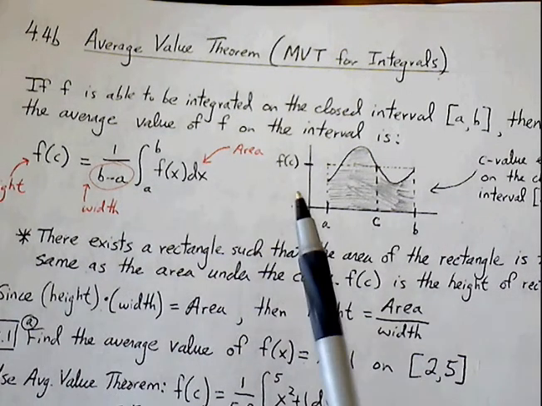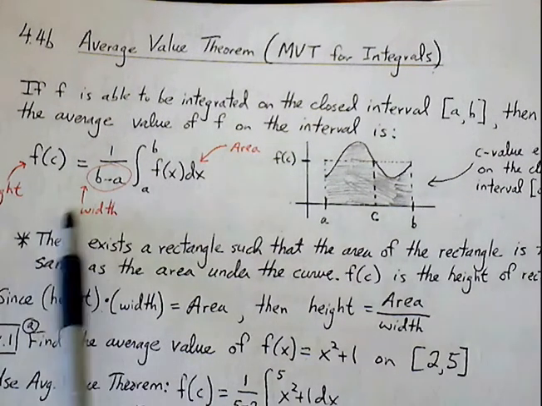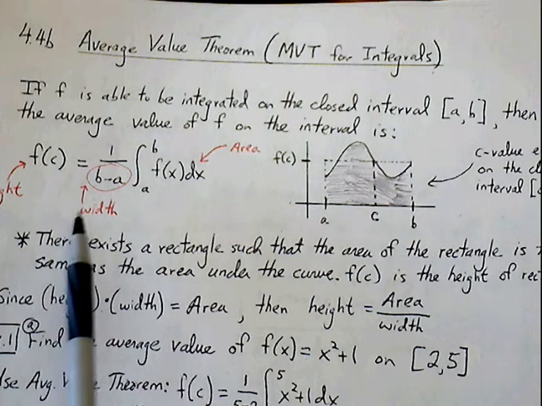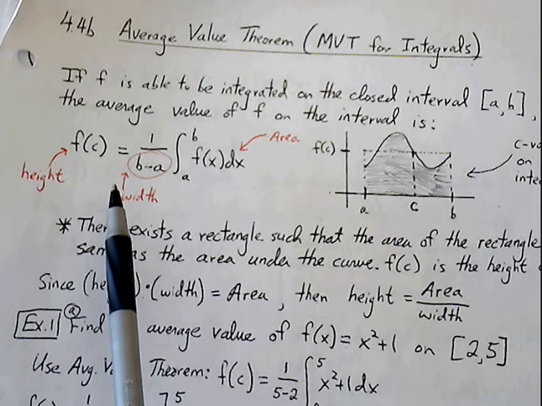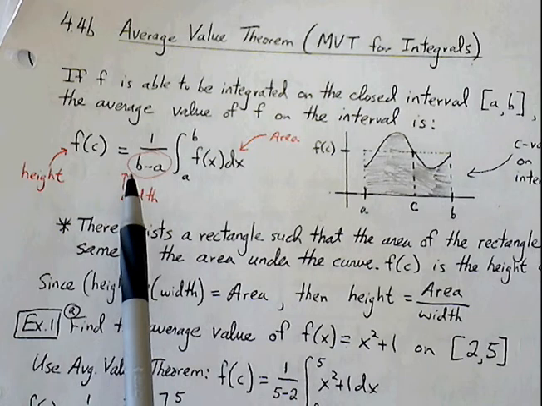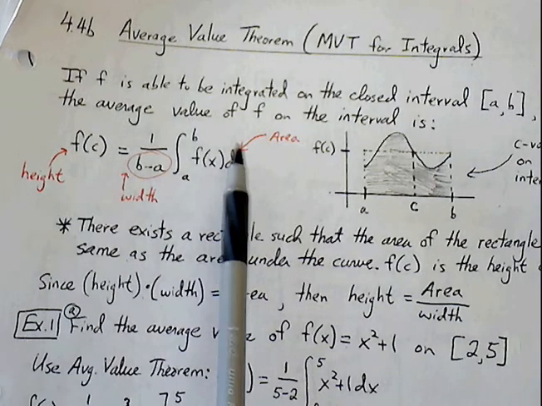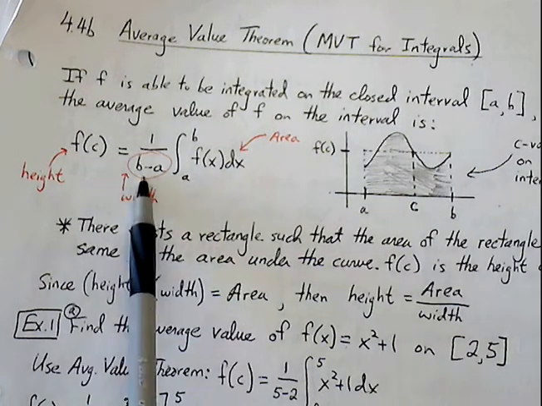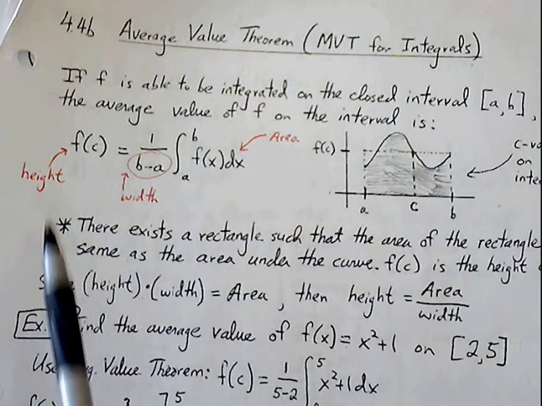So this is essentially moving around the formula for the area of a rectangle. Right? If we know that area is equal to width times height, then we can move things around and say that our height is simply area divided by the width, or height is equal to 1 over width times area. Right?